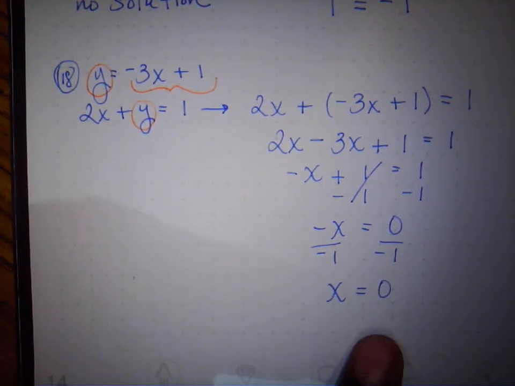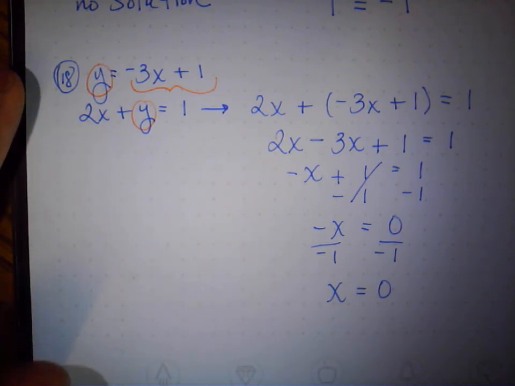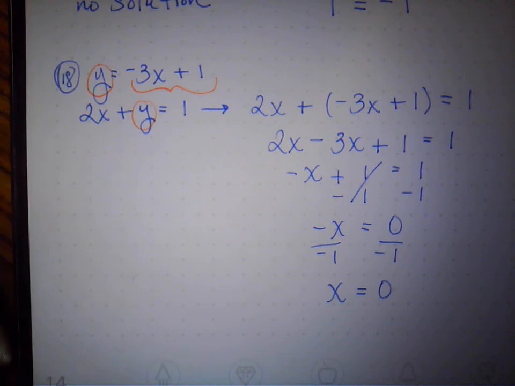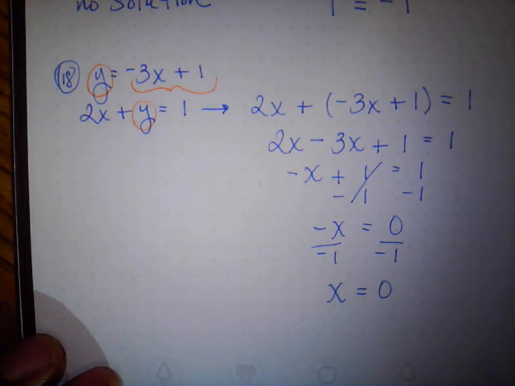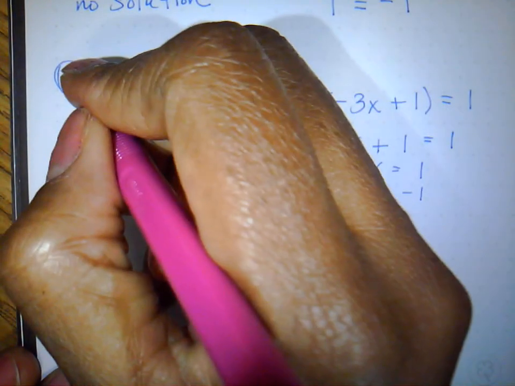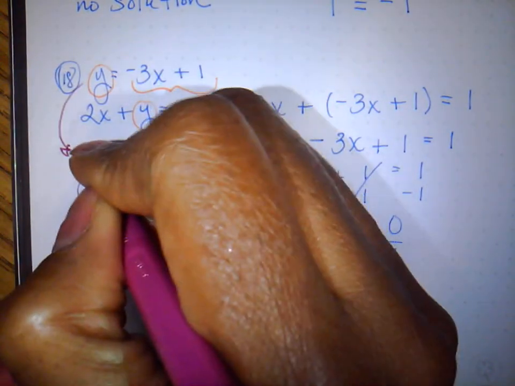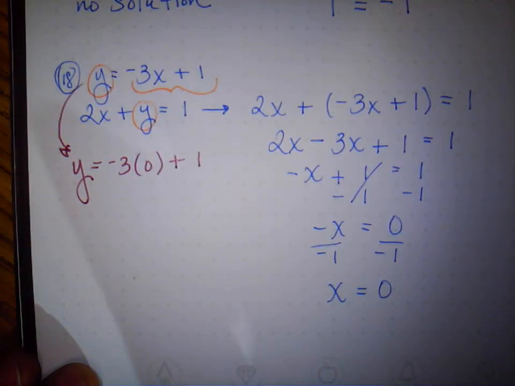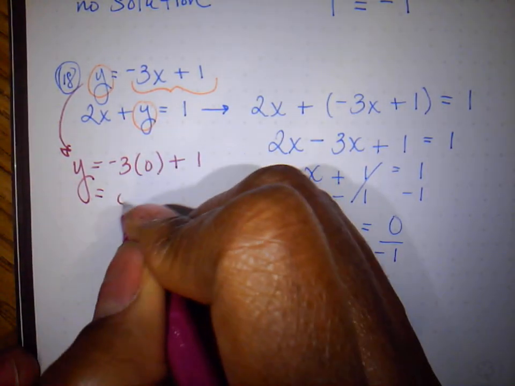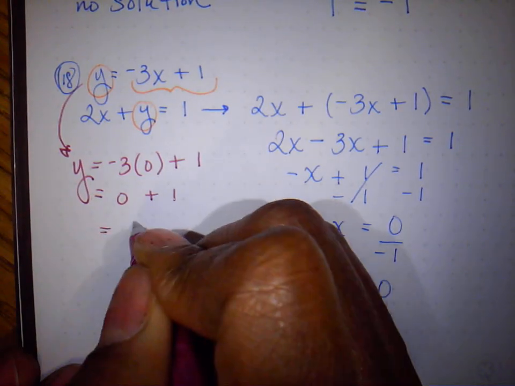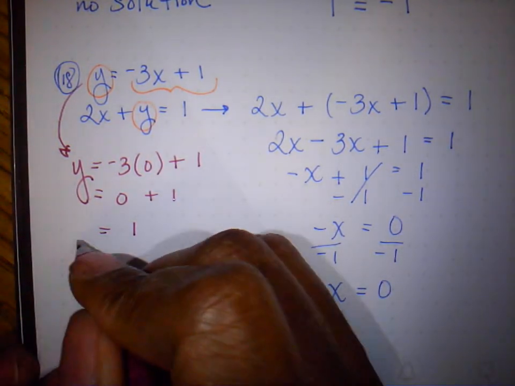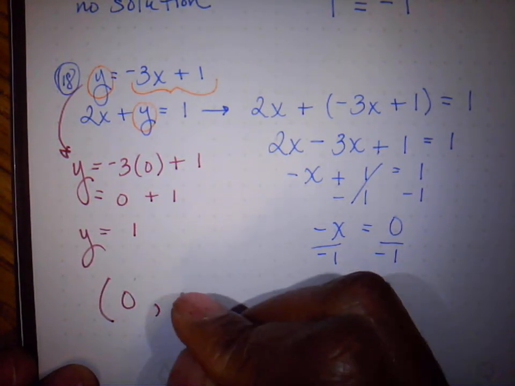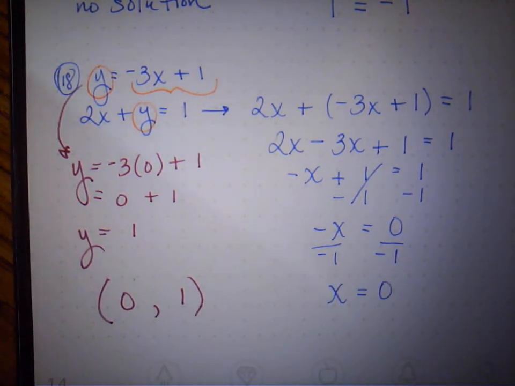Okay? So if x is equal to 0, I come back to my first equation, and everywhere I see an x, I'm going to plug in 0. So y is equal to negative 3 times 0 plus 1, equals 0 plus 1 equals 1. Y equals 1. So my final answer is going to be 0, 1.